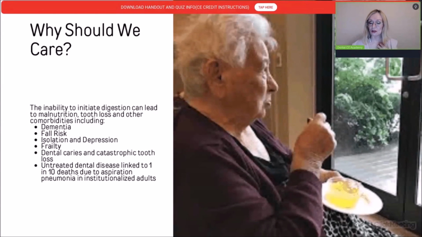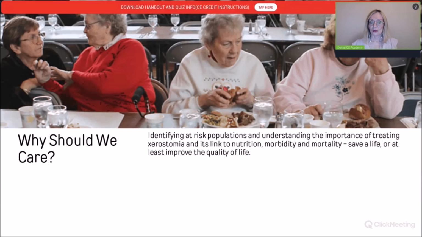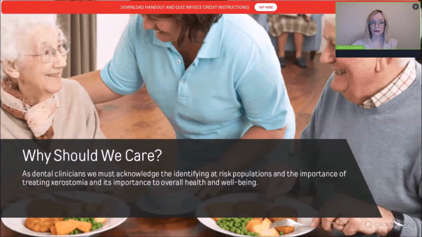And so these patients I would call my Jello patients or the tapioca pudding patients. They're not sitting in the dining hall with their table mates. They're sitting in a room eating soft foods, Jello, etc., not able to nourish themselves. So identifying these at-risk populations and understanding the importance of treating xerostomia, it's linked to nutrition, morbidity, mortality, may save a life, or at the very least, improve the quality of life for many of our patients.